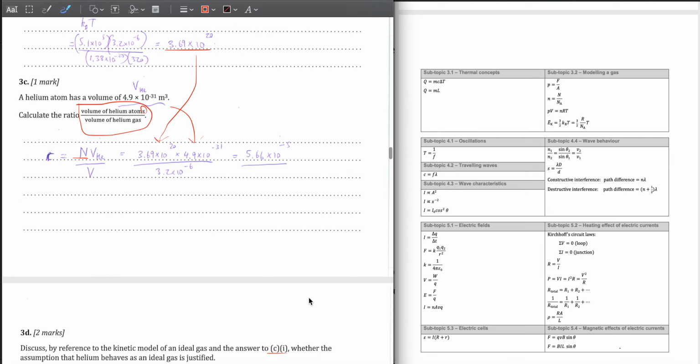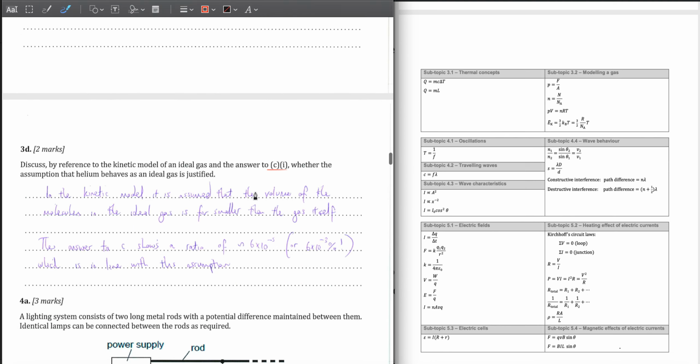So we've got to do something to do with volume. We've got to remember an assumption to do with volume with our ideal gas. Well, we remember that the volume of the molecules in the ideal gas is far smaller than the gas itself, i.e. molecules are points. They do not take up space, however you want to put it. Well, in C, we get a ratio of 6 times 10 to the minus 5, which is 6 times 10 to the minus 3%. And that very much backs up this assumption.